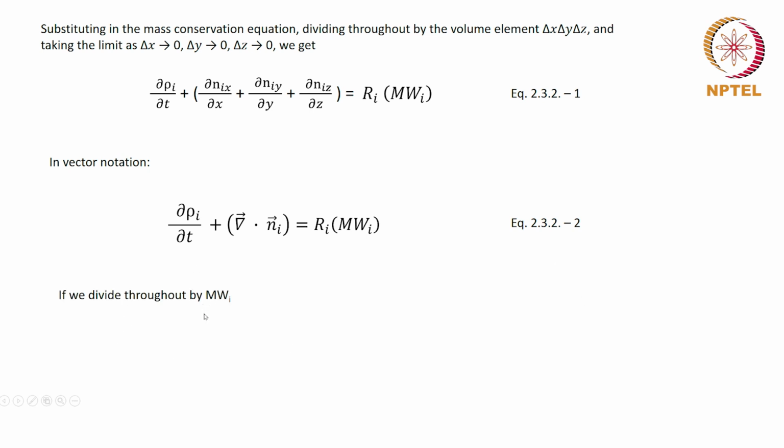Now, if we divide throughout by the molecular mass, we get ∂Ci/∂t plus density divided by the molecular mass. Density is mass per volume. So, density by molecular mass will turn out to be moles per volume. Moles per volume is concentration. So, ∂Ci/∂t plus del dot, this is mass flux divided by the molecular mass is mole flux, and therefore, capital Ni equals, the molecular mass goes out here, just Ri here. Okay. So, this is equation 2.3.2-3.